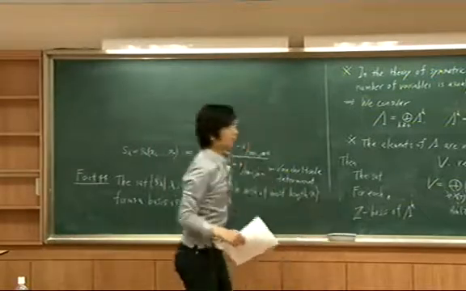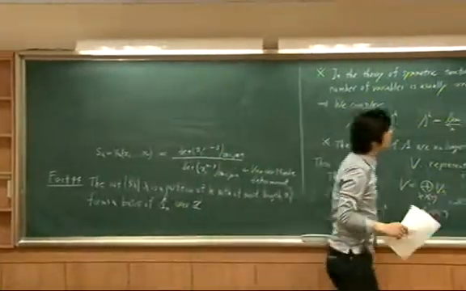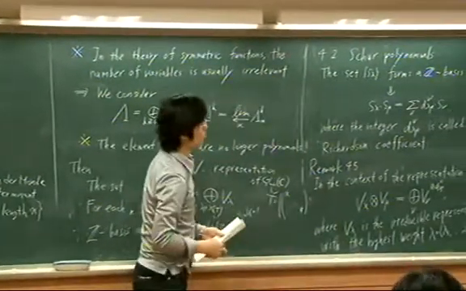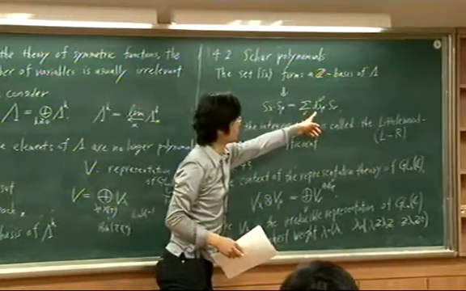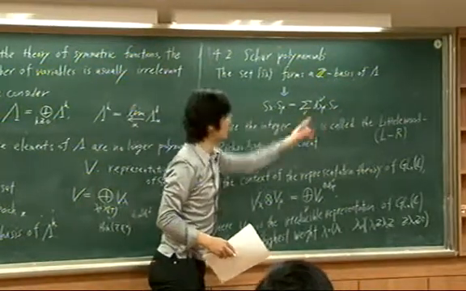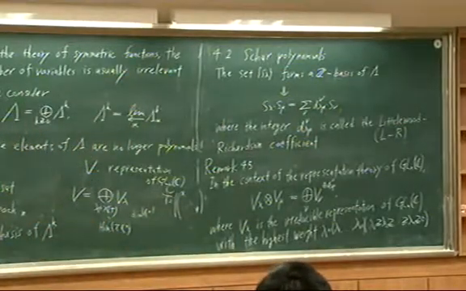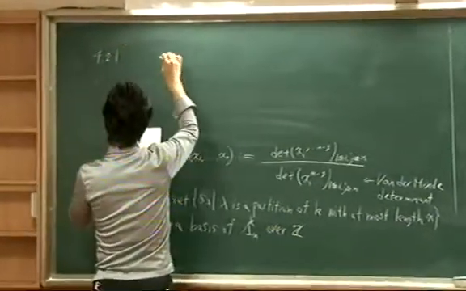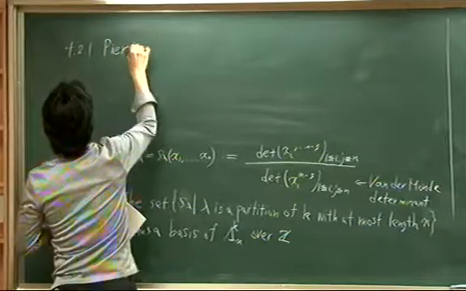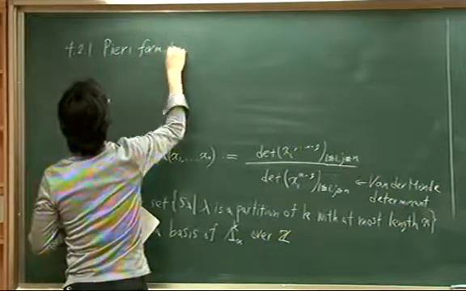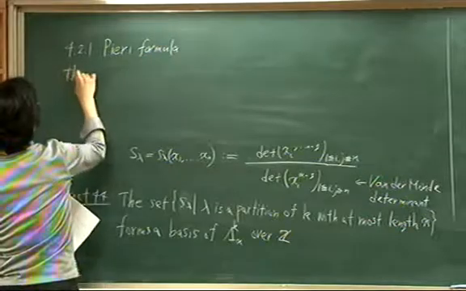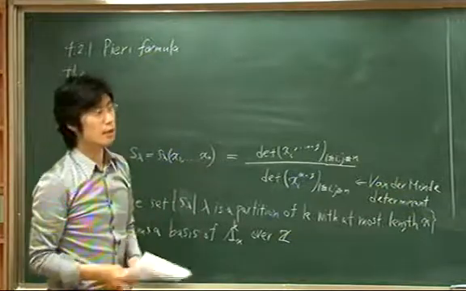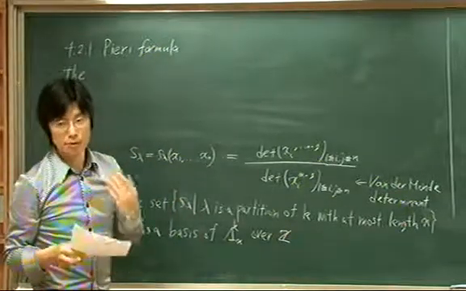Okay. In the previous lecture, we introduced the Schur polynomials, and we are also interested in the structure constants, the Littlewood-Richardson coefficients. As a special case of this, the following theorem is known, also called the Pieri formula. This number, the Littlewood-Richardson coefficient, can be easily computed; I will explain later.